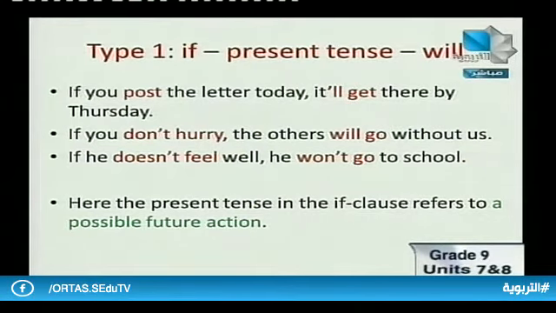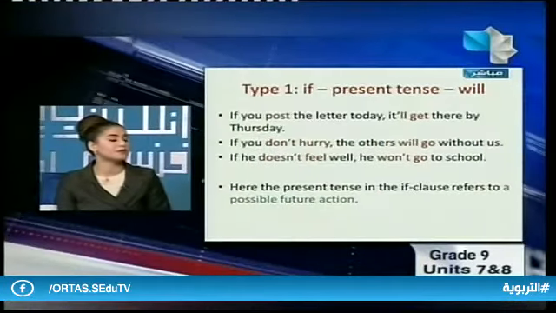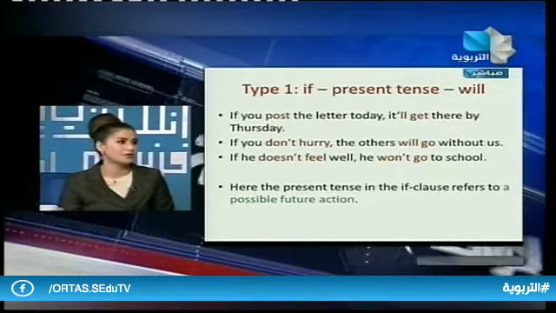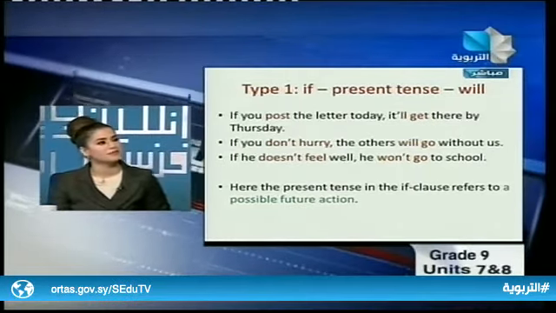They are both related. And the last one, if he doesn't feel well, he won't go to school. If he feels well, he will go. That's it. Good. So as you said, the present tense in the if clause refers to a possible future action. So this action could happen in the future. It is possible to happen if the condition has been achieved.